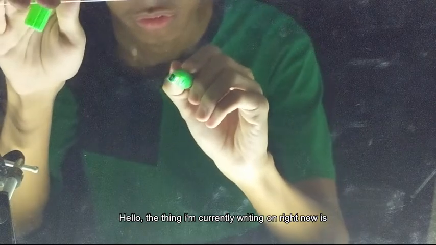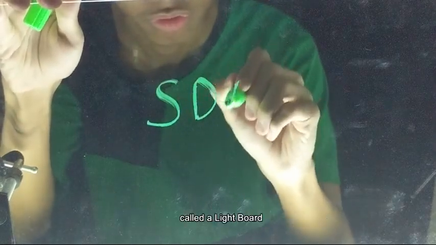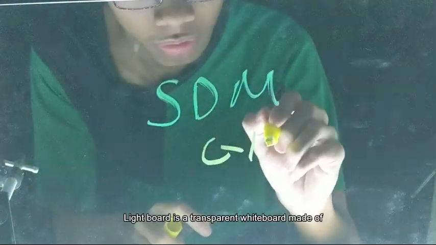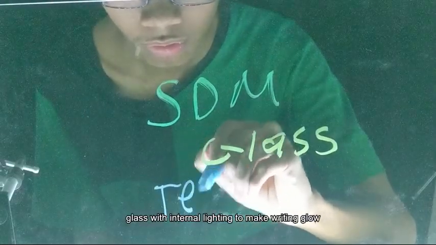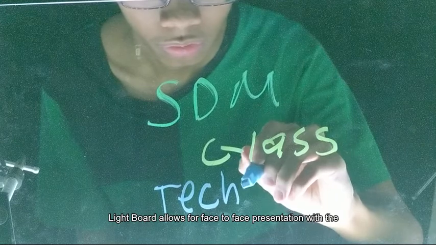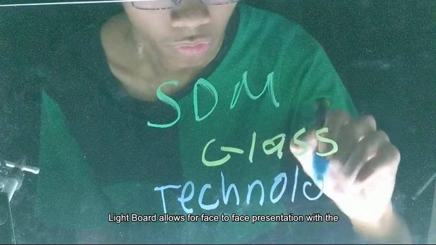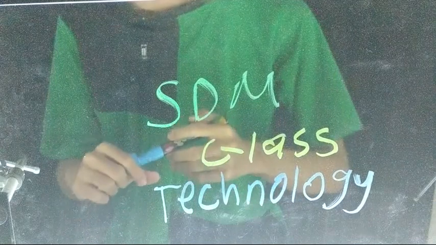Hello, the thing I'm currently writing on right now is called a light board. A light board is a transparent whiteboard made of glass with internal lighting to make writing glow. It allows for face-to-face presentation with the presenter, and the content shared on the glass becomes a focal point.